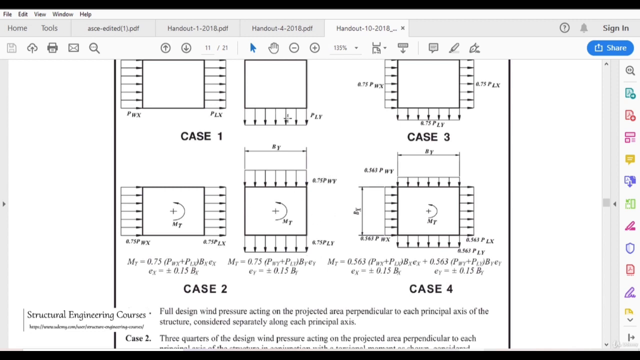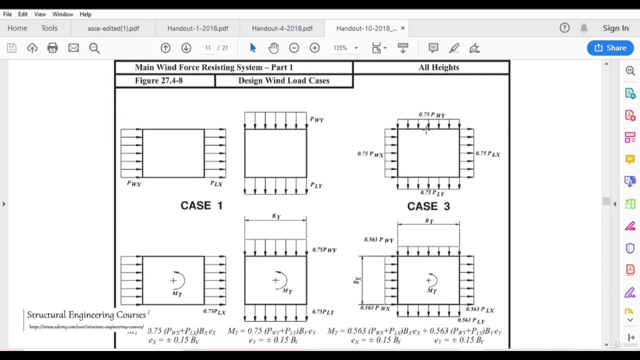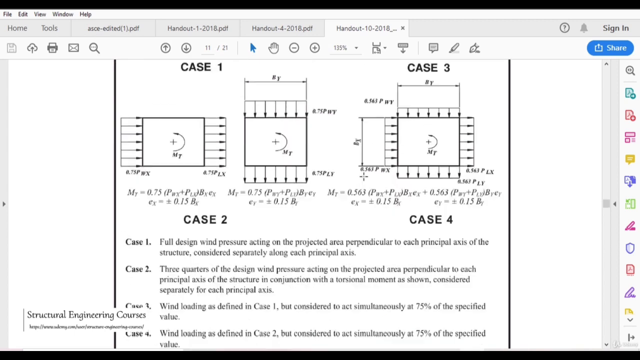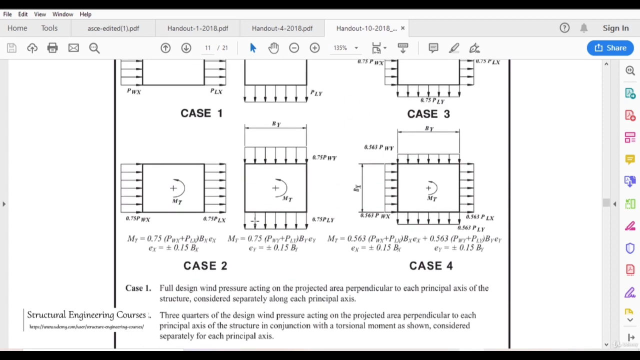Here he has considered the eccentricity also, that is plus minus 0.15 into Bx. The same value has been considered here, but with the factor of 0.563, and for case 3 we can see all these values here. Case 1 is the full design wind pressure acting on the projected area perpendicular to each principal axis of the structure, considered separately along each principal axis.